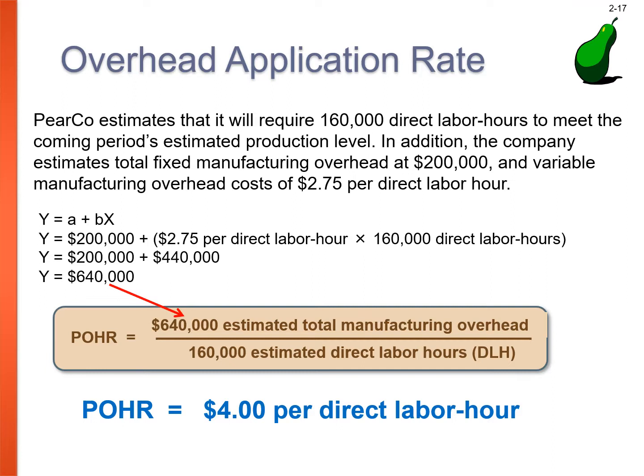So the total estimated manufacturing overhead would be the $200,000 fixed plus the variable of $2.75 times the 160,000 direct labor hours they're expected to have. So in total, $640,000. They would then divide that $640,000 total manufacturing overhead they expect by the estimated direct labor hours of 160,000. So their predetermined overhead rate will be $4 per direct labor hour.